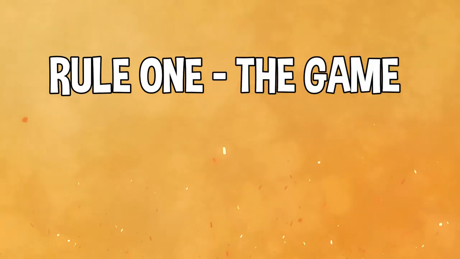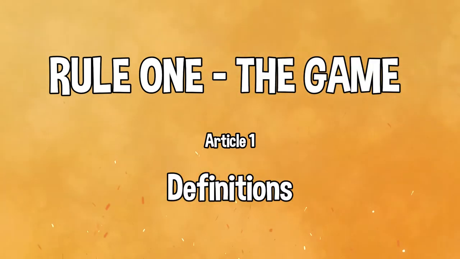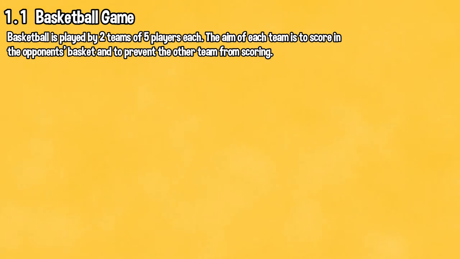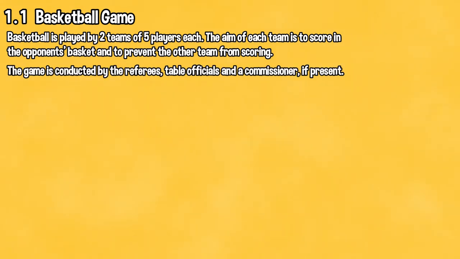Rule 1, the game. Article 1, definitions. Basketball game. Basketball is played by two teams of 5 players each. The aim of each team is to score in the opponent's basket and prevent the other team from scoring. The game is conducted by referees, table officials, and a commissioner, if present.